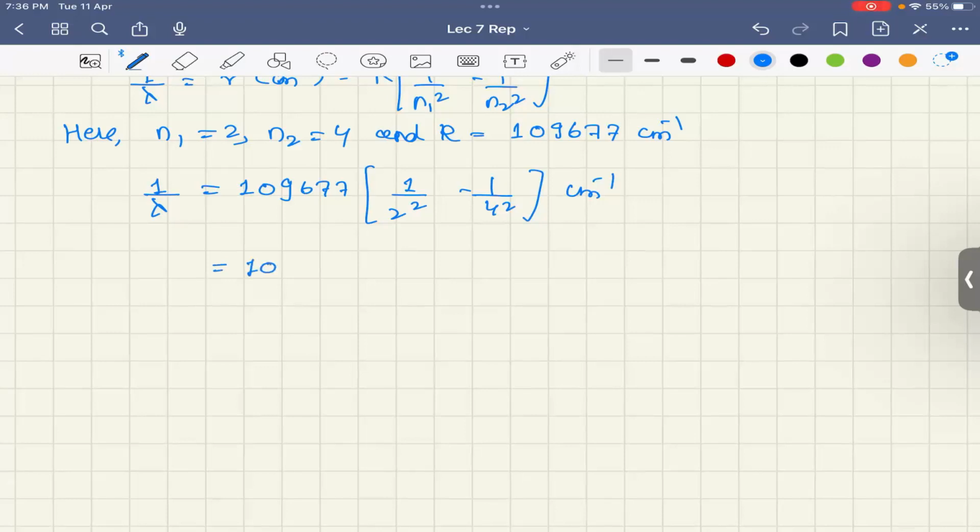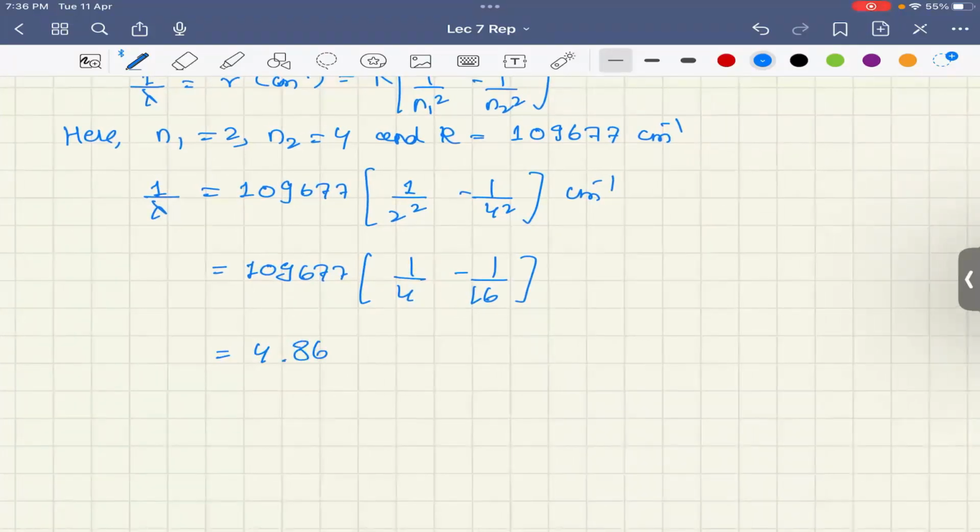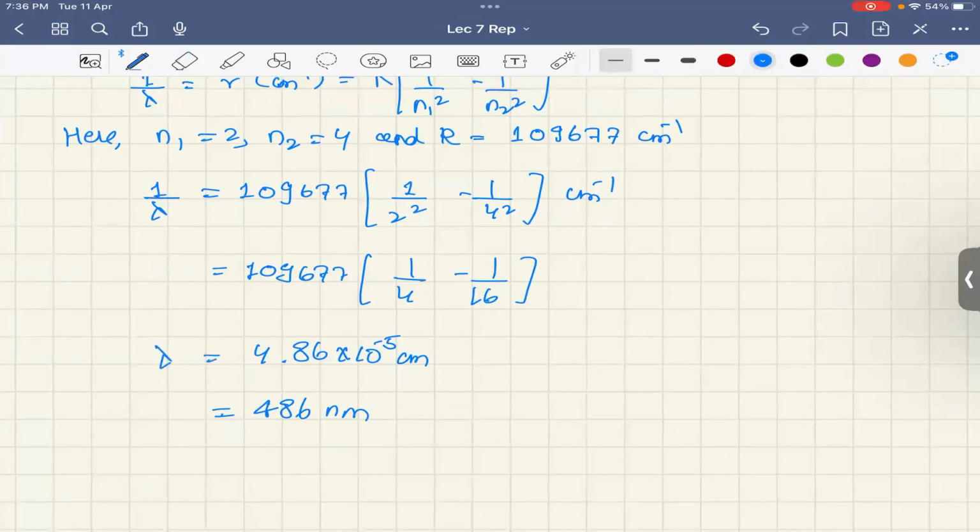This corresponds to 1 by 4 minus 1 by 16. And when you simplify it, we get 4.86 into 10 raised to the power minus 5 centimeter, which corresponds to about 486 nanometer, right? So this implies lambda is nothing but this, right? So this is one of the values.